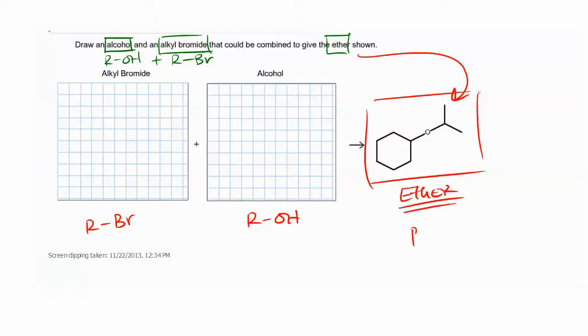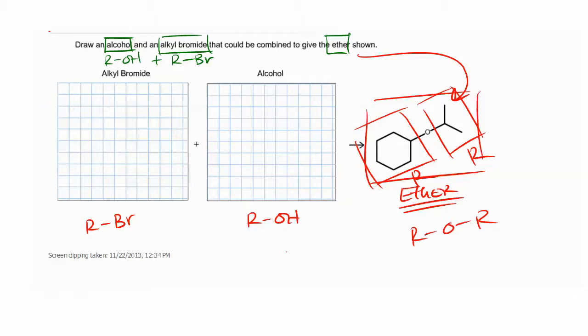So ROR is the generic structure of an ether, where this here would be one of the R's, and this here would be the other R, and we'll have the oxygen in the center.